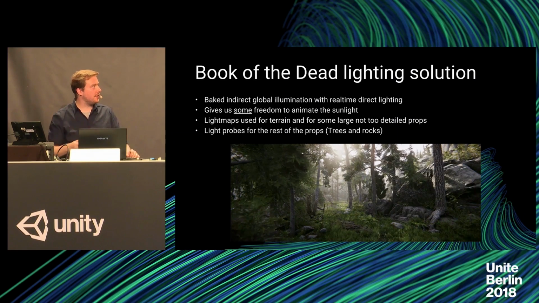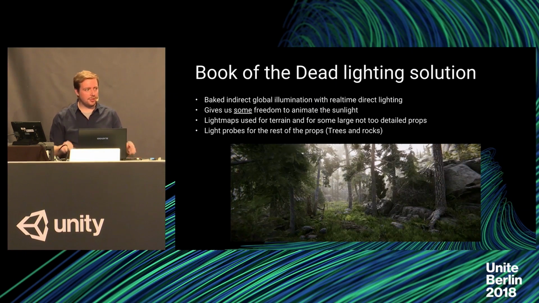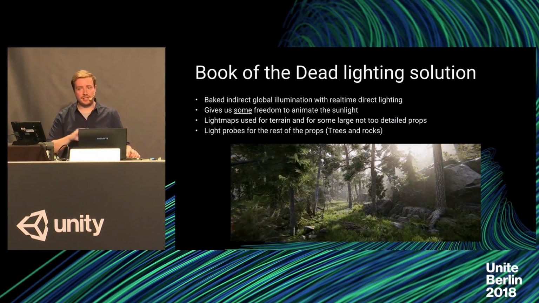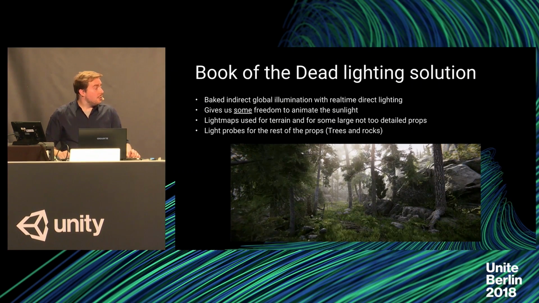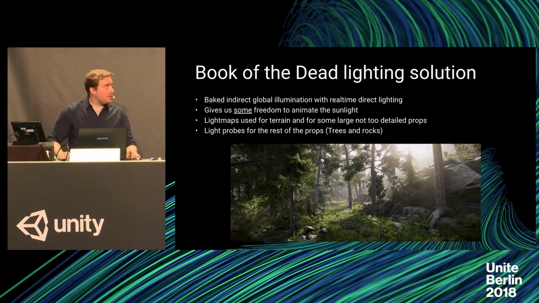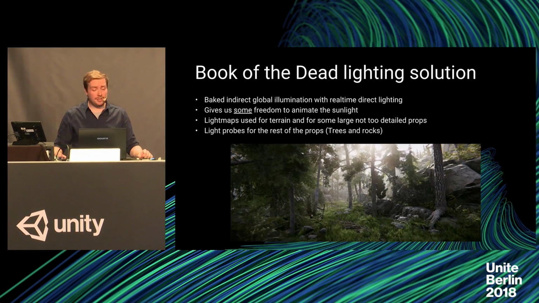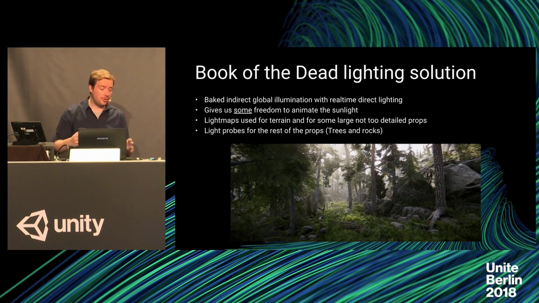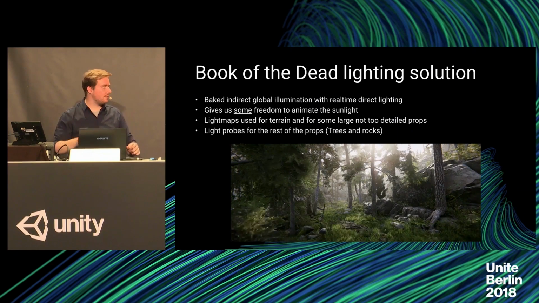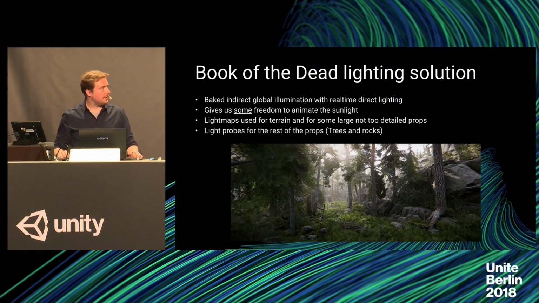We can actually animate the sun, and we can change its color and its intensity a little bit. But I would not go crazy with that, because if you offset it too much from the baked information, it will stop matching. So you cannot have a day and night cycle with this solution without extra work. We use light maps, but mostly for the terrain and for large, not too detailed assets. And we use light probes for the rest of the assets. It will give you a lot, at least for this project, when you have these rocks with really sharp angles, light maps make it look a bit too flat. So we use light probes for that.